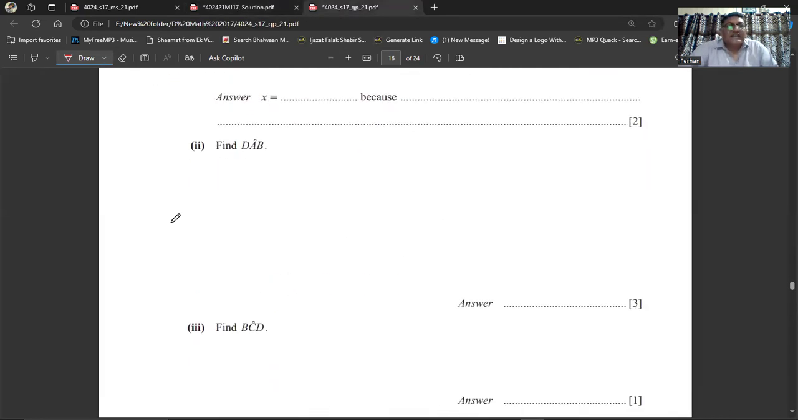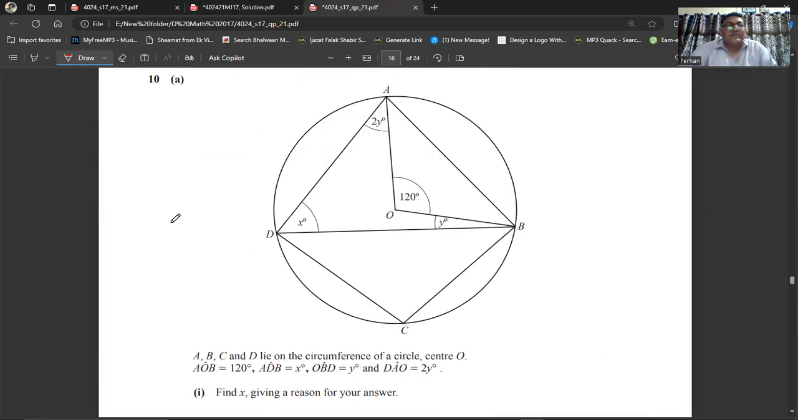Then in the second part, they say find DAB. They want me to find this whole angle. This is a radius, this is a radius. These two angles will be equal to each other. Let me call this alpha, and this angle is also alpha. I can find the value of alpha, and once I know it, I will be able to find the value of this angle. And then I will be able to tell the whole angle.